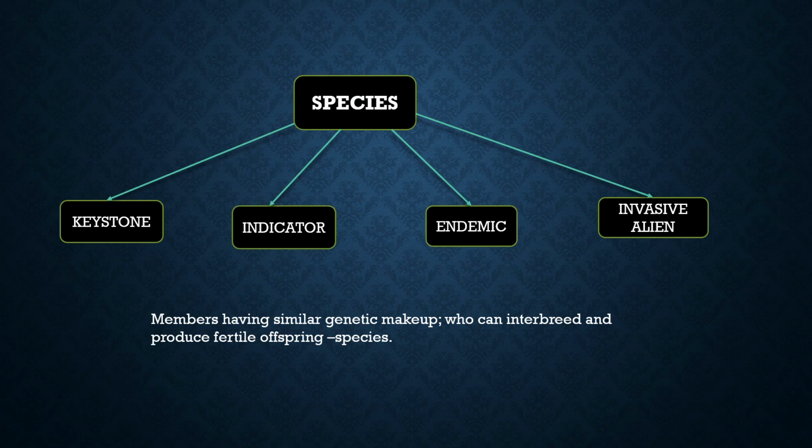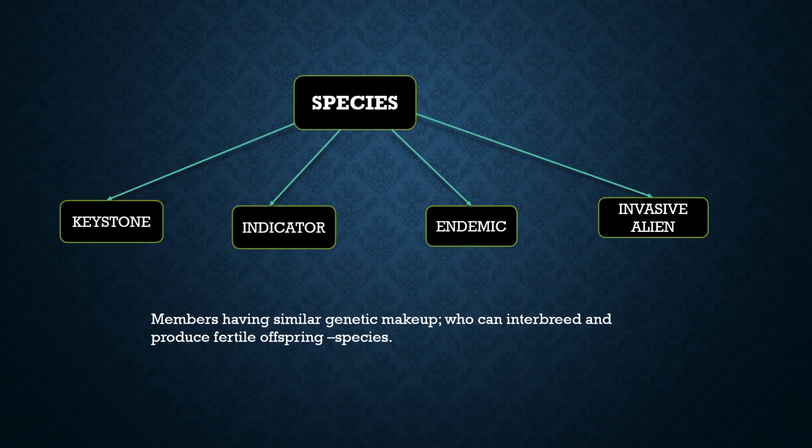Hello all. So we will be covering a very important topic of environment, which is species. As we are seeing, there are four strands coming out of this species box. This basically means that there are four different varieties of species which are important with respect to our syllabus. So what are species?